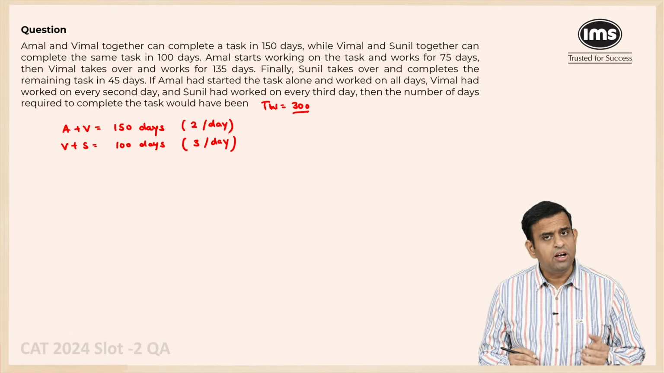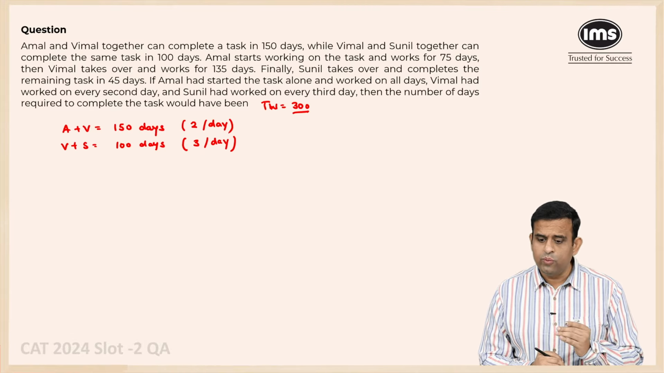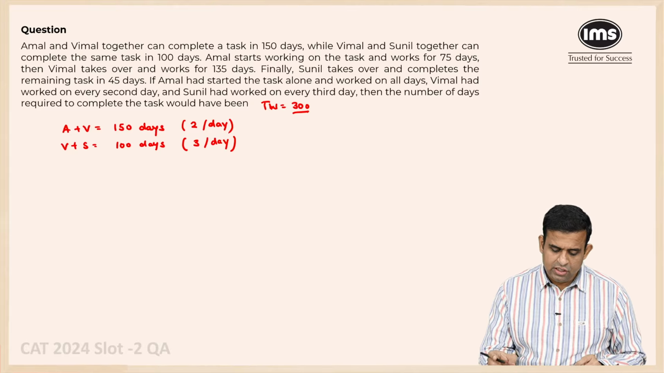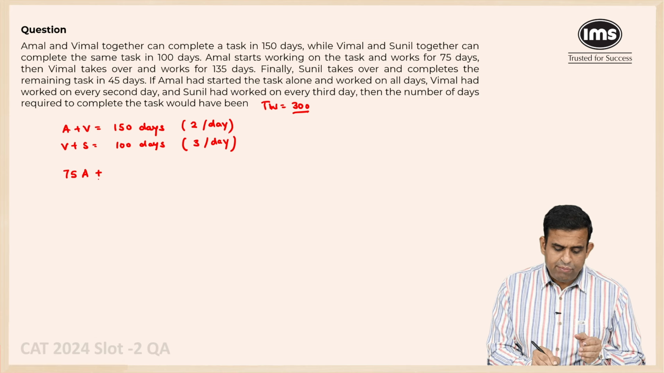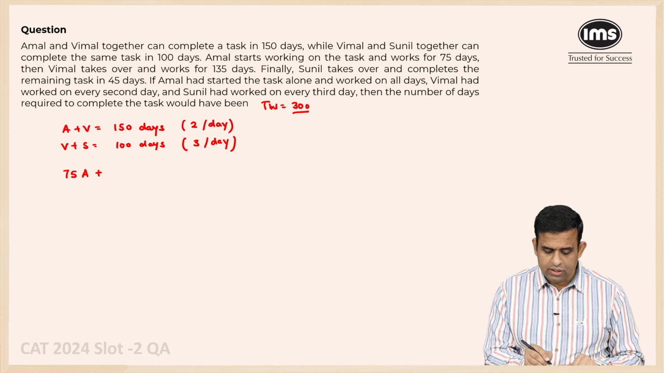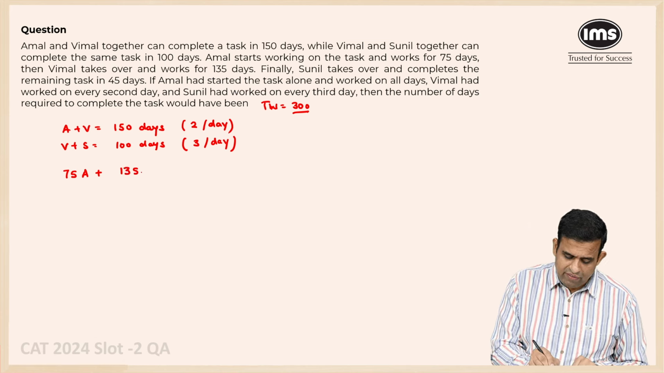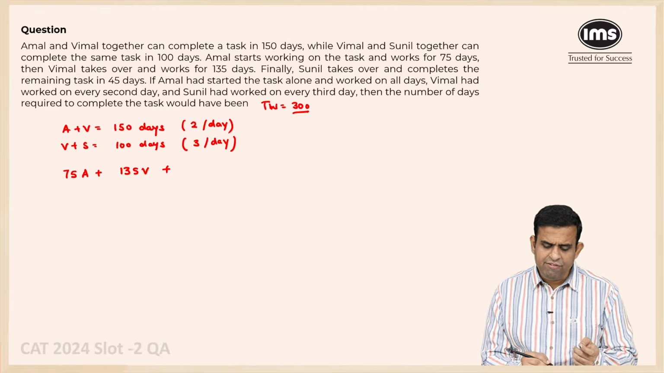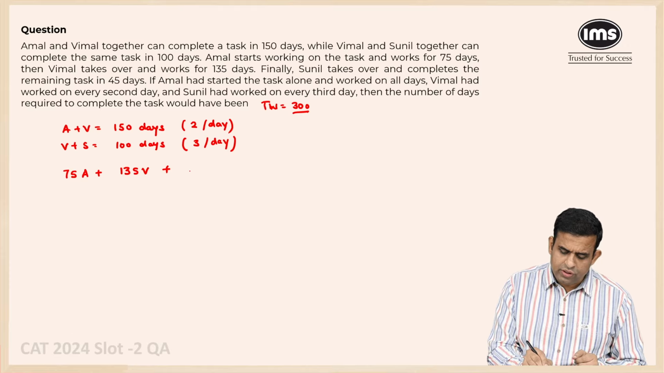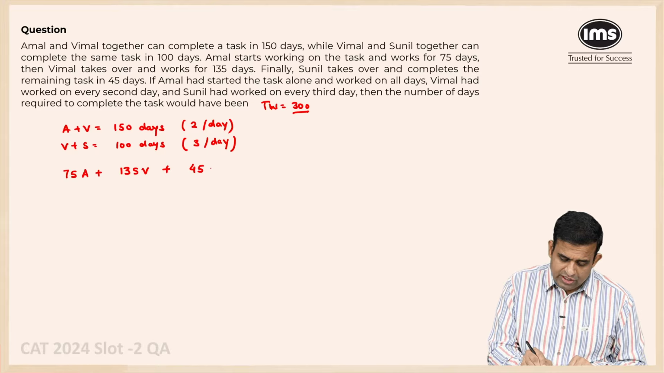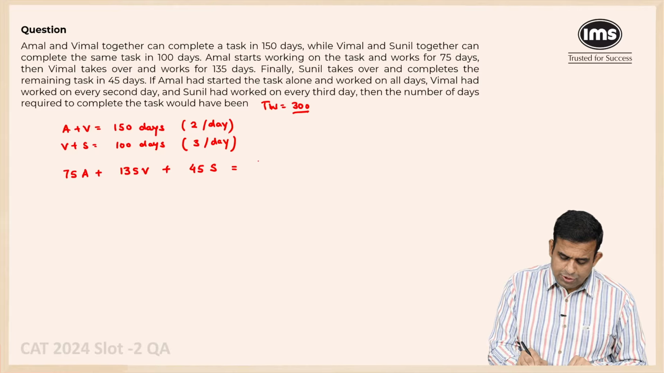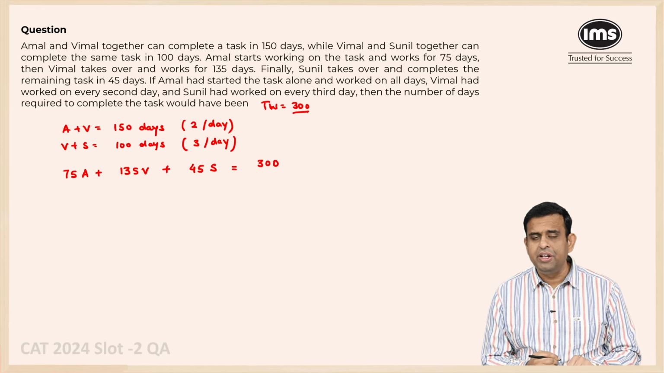Now what is given here? Amal starts working on the task and works for 75 days. So 75 days of Amal. Then Vimal takes over and works for 135 days. So 135 days of Vimal. And finally, Sunil takes over and completes the remaining task in 45 days. So 45 days of Sunil. And what happens? Total work done should be equal to 300.